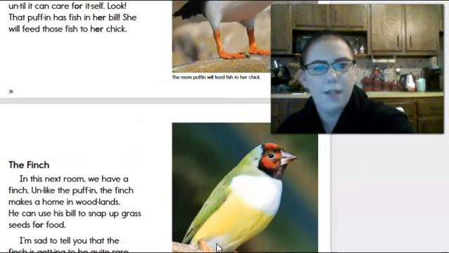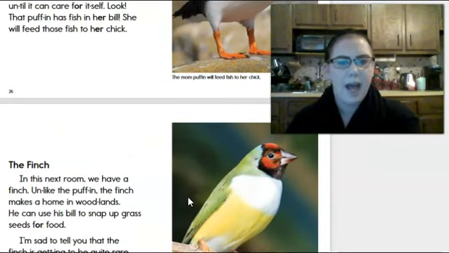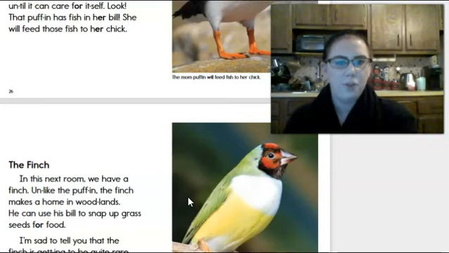So the finch is getting rare. That means that there won't be too many. They'll be kind of hard to find.